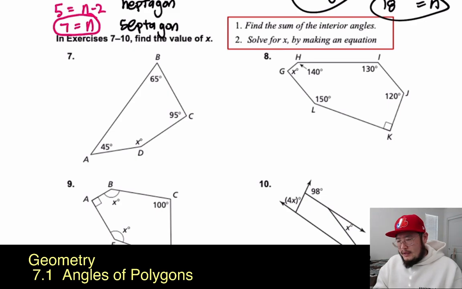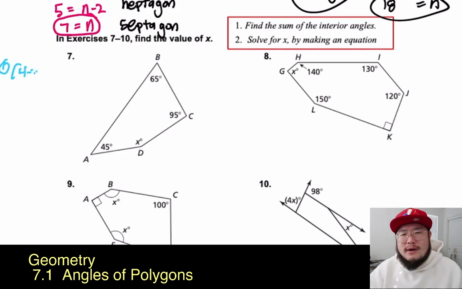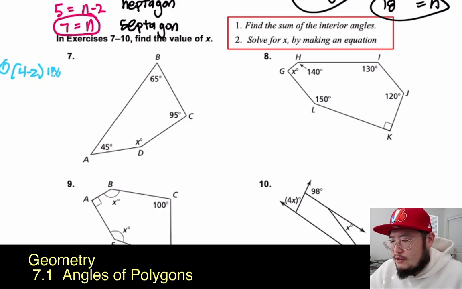And so number 7, we have ourselves a 4-sided figure. Step 1, let's find the sum of the interior angles. Maybe you already know them, but maybe not. But if you don't, we've got step 1. We've got 4 minus 2 times 180. 4 minus 2 is 2. 2 times 180, 360 degrees.